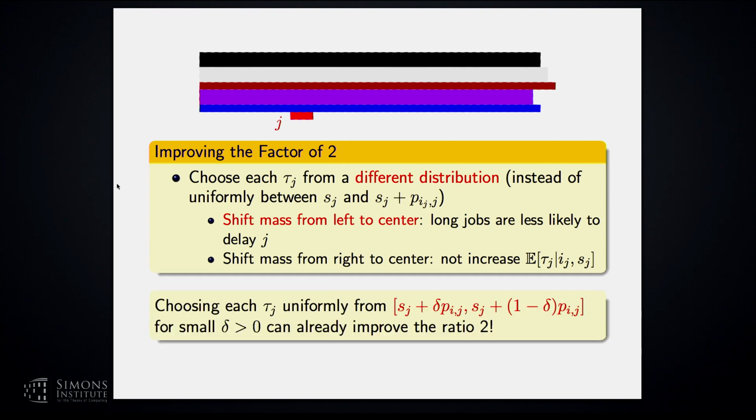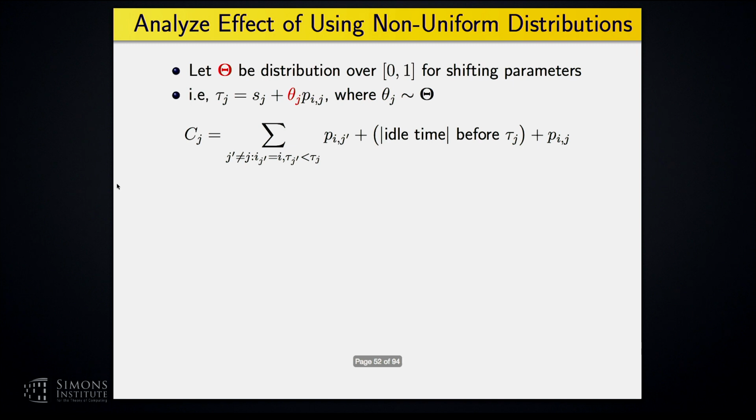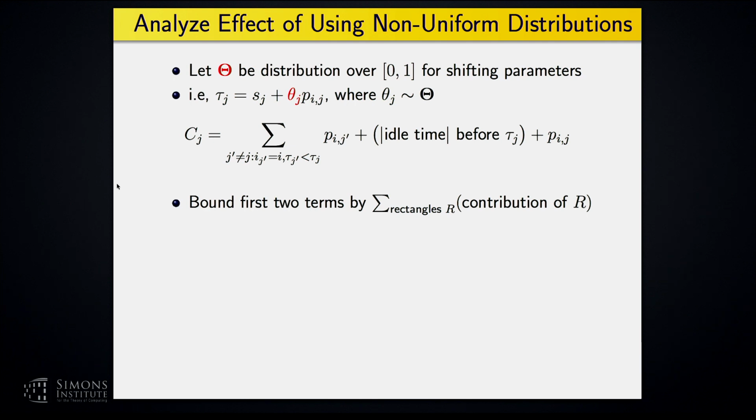It's not hard to prove that if I have this distribution, where I cut the left side and cut the right side and randomly choose tau j in between, then it will improve this factor of 2. But to get a better bound, we parameterize this by a distribution. We choose a theta j from some distribution, and let tau j be Sj plus theta j times Pij. Then we express this as the two terms here, and we bound the two terms by this form. So the sum over all rectangles is the contribution of R.